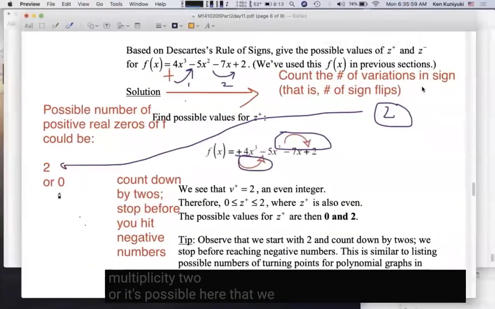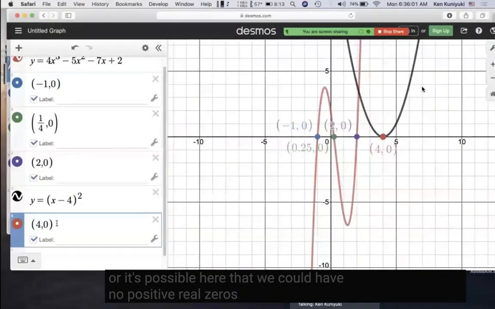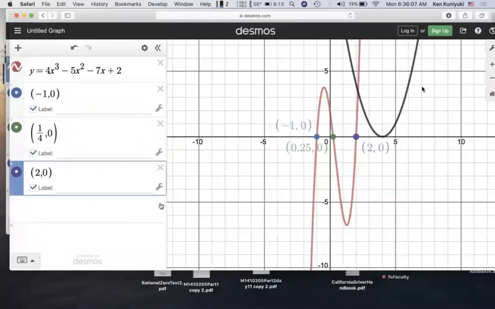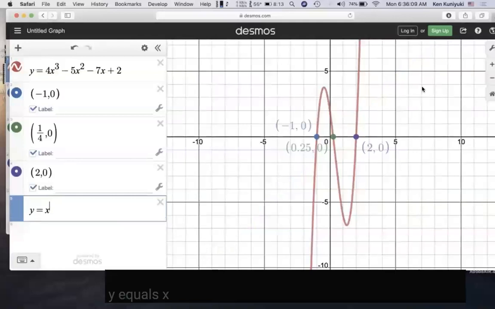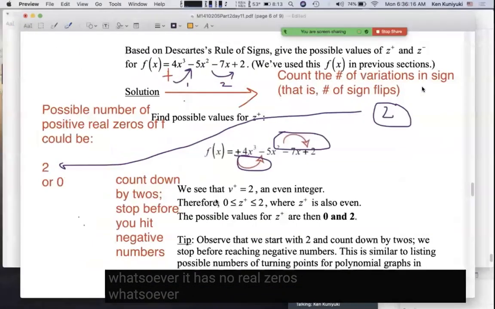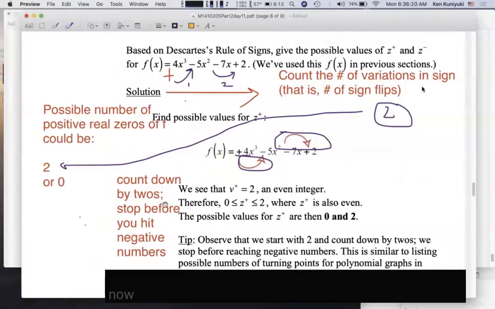Or it's possible here that we could have no positive real zeros. For example, consider y equals x squared plus 1 in blue here. This thing had no x-intercepts whatsoever. It has no real zeros whatsoever. Now, Descartes' rule of signs doesn't say which number it is, but like with the possible numbers of turning points, we list the possibilities. There could be 2 positive real zeros or no positive real zeros.